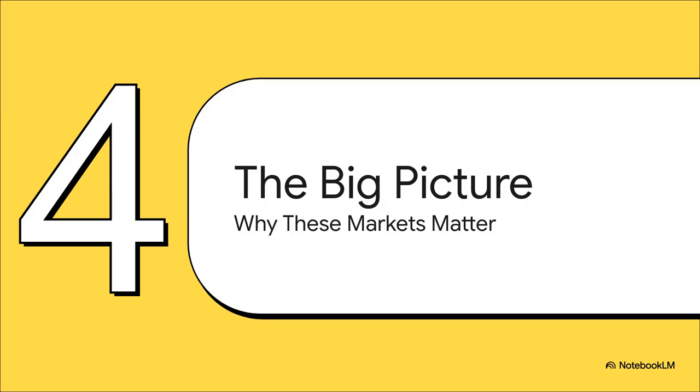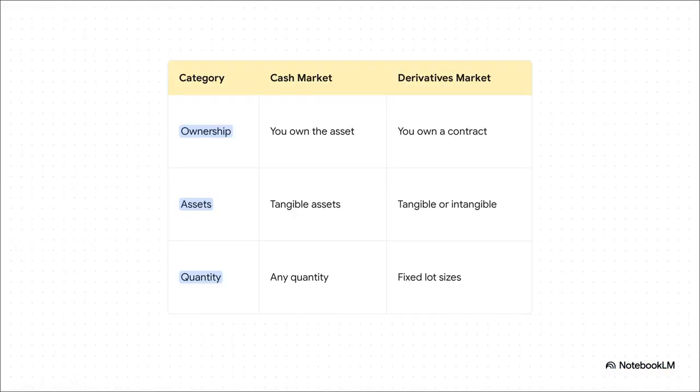So let's zoom out for a second. Why should any of us care about this stuff? What role does this seemingly complicated market actually play in the real world, in the bigger economy? Well, one key thing to get is the difference between what's called the cash market and the derivatives market. In the cash market, if you buy a share of stock, you actually own that little piece of the company. Simple. In the derivatives market, you don't own the stock itself. You own a contract that's based on that stock's future price. It's a whole different ballgame.